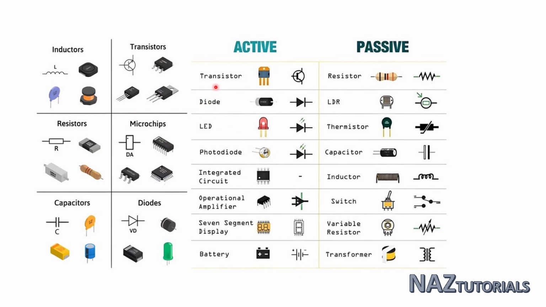Now if you see a transistor, it will give a power gain into a circuit. Operational amplifier, it will also give us some gain into a circuit. Or you can say the active element basically provides power into a circuit, and if you see the passive element, it will not deliver power into a circuit. This is the basic concept of active and passive elements.